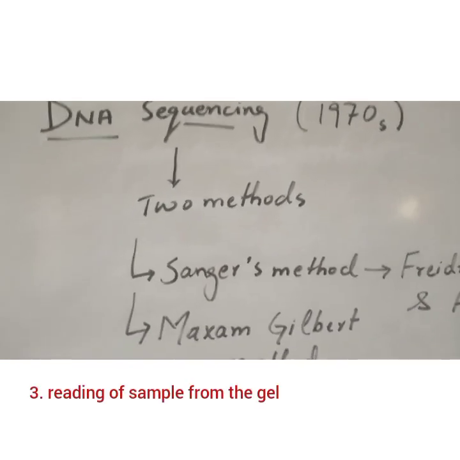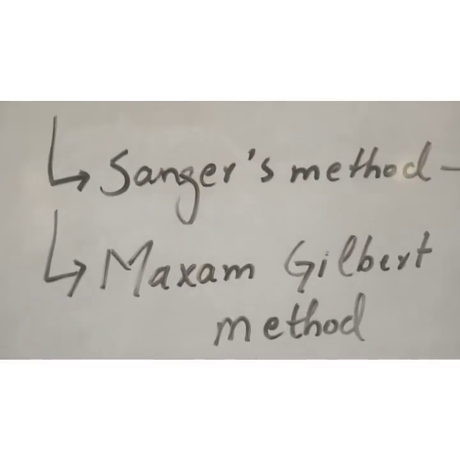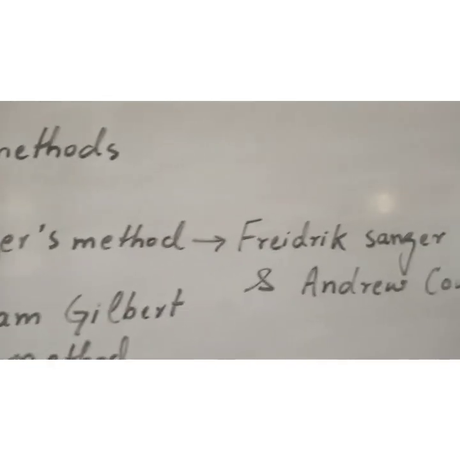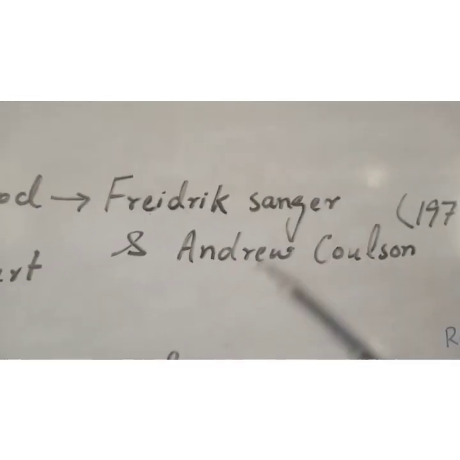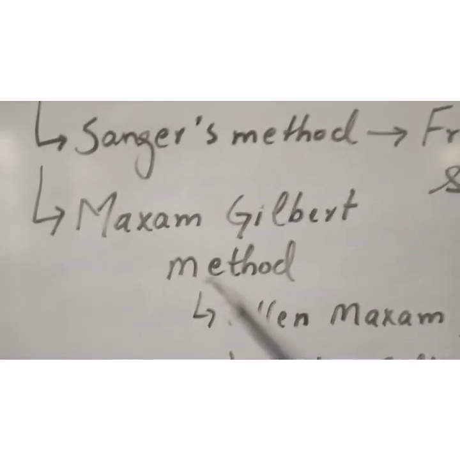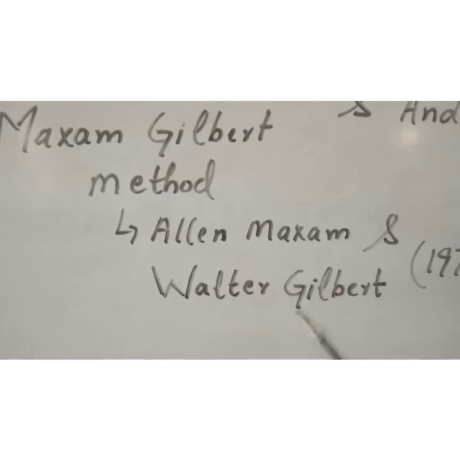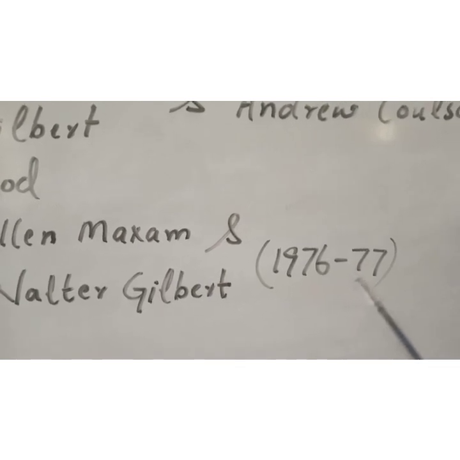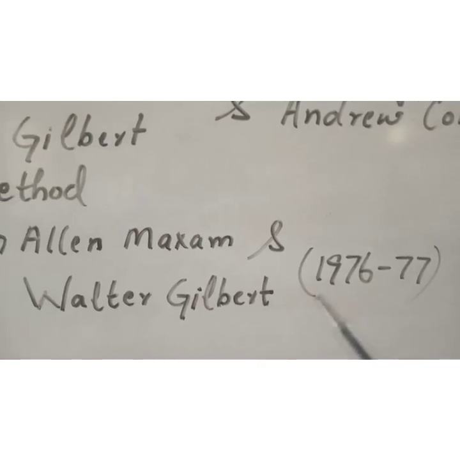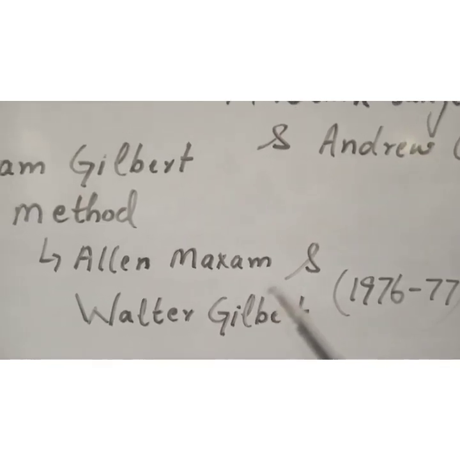For DNA sequencing, two methods were developed: the Sanger method and the Maxam-Gilbert method. The Sanger method was developed by Friedrich Sanger and Andrew Coulson in 1977, while the Maxam-Gilbert method was developed by Alan Maxam and Walter Gilbert in 1976 to 77. Here we will discuss the Sanger method.